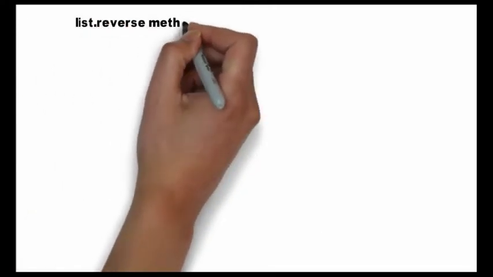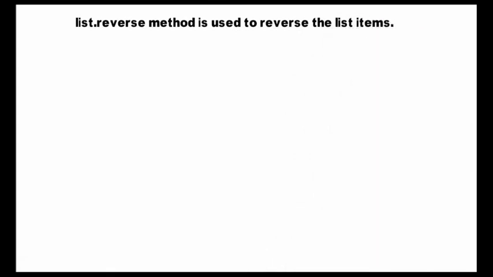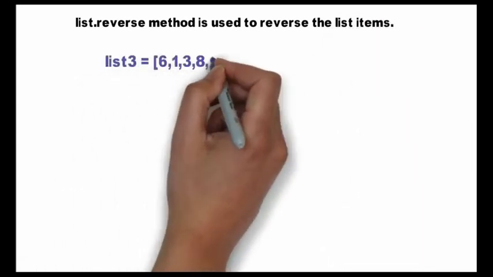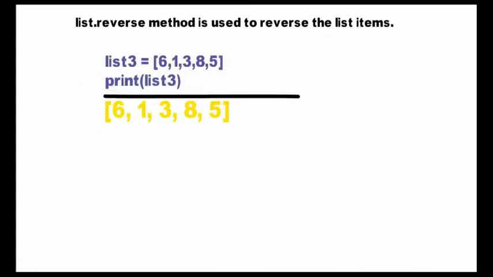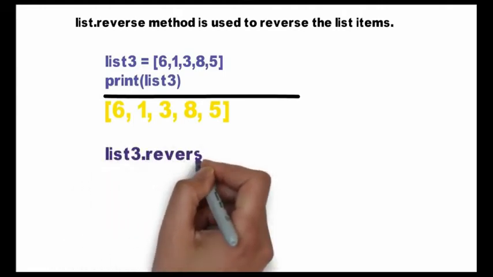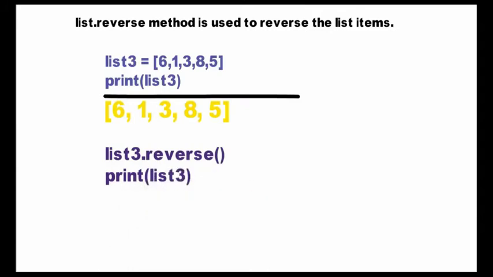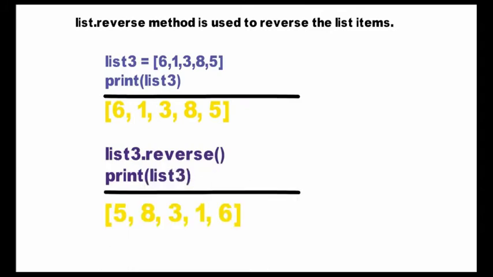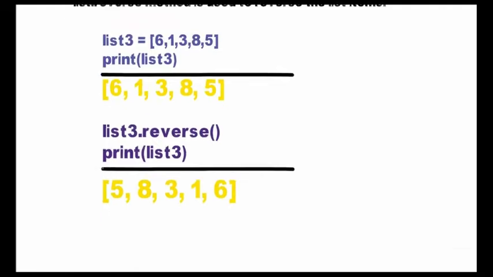The list.reverse method is used to reverse the list items. Let's create list3 equal to 6, 1, 3, 8 and 5 and reverse this list using the list.reverse method. So 5, 8, 3, 1, 6 is the reversed list. Please note that it is simply reversing the list items, not sorting them in descending order.